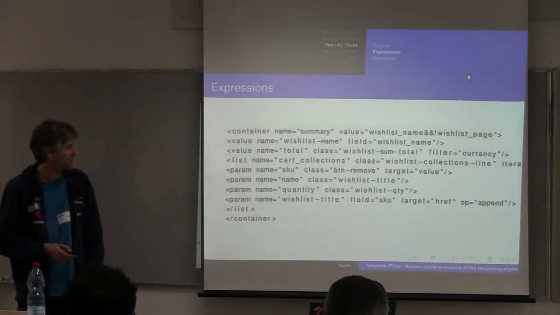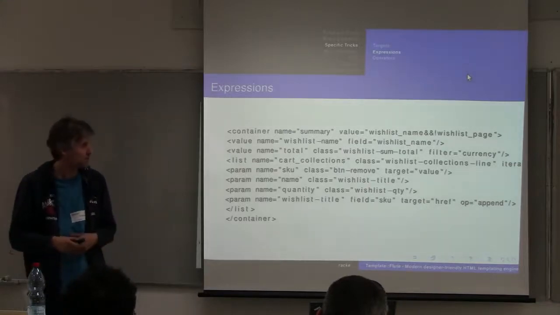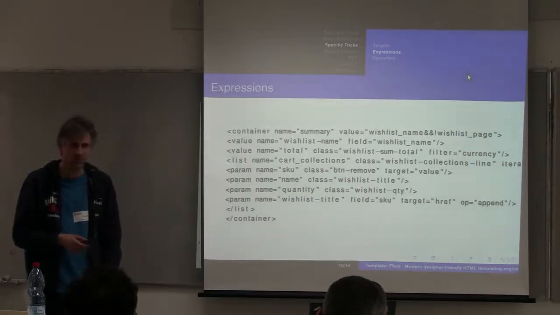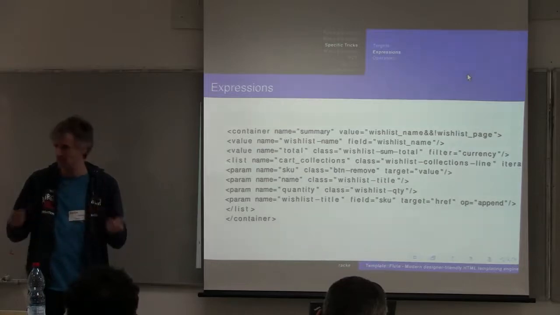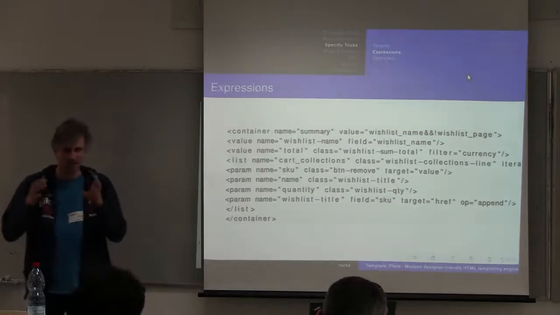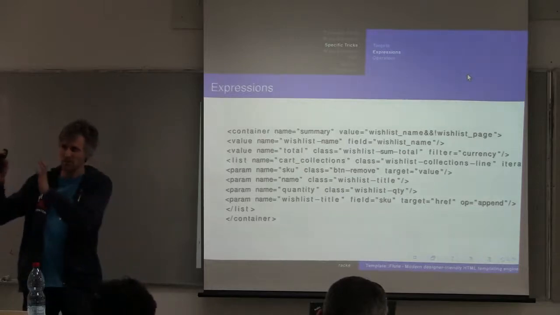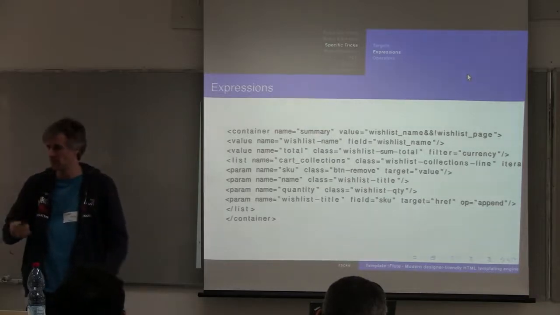So this is a more complicated example. What's the real world example where I show the wish list, same as the cart. But I don't want to show it always. First, I want to show it only if the user has a wish list with items in it. And the next thing is, this is a container on the right side of the page, which is on any page, but not on the particular page that this is shown on.